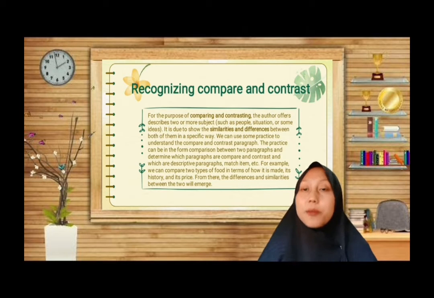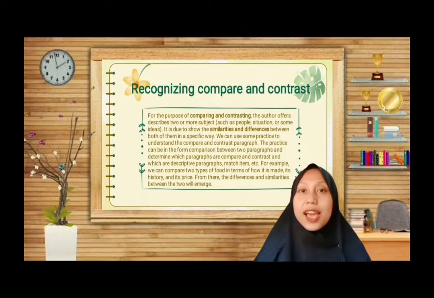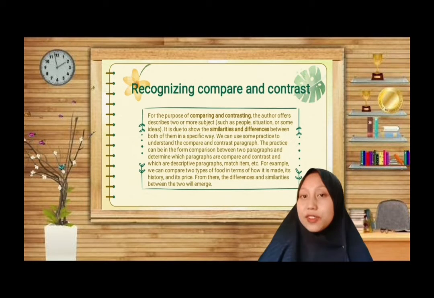We can use some practice to understand the compare and contrast paragraph. The practice can be in the form of comparison between two paragraphs to determine which paragraph is compare and contrast and which is descriptive. We can also use practice such as matching items. For example, we can compare two types of food in terms of how they are made, their history, and their price. From there, the differences and similarities between the two will emerge.